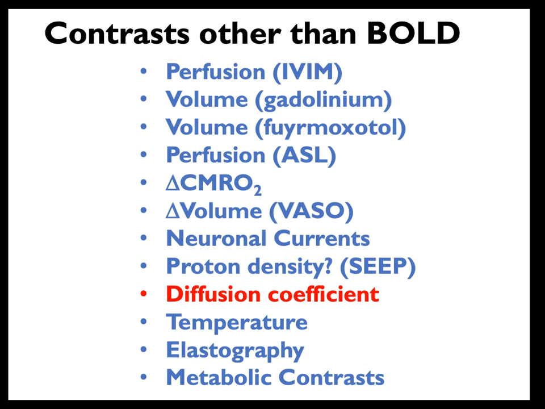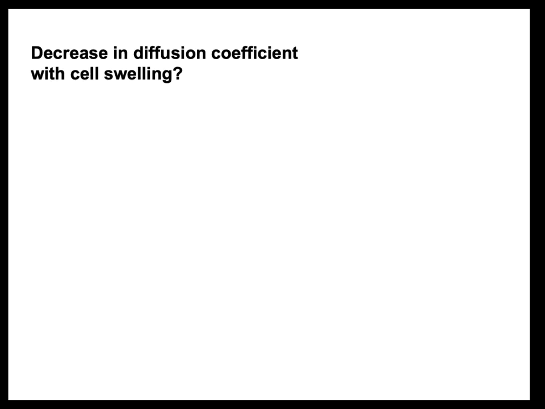And the thought is that with brain activation, cells potentially do swell, and it's pretty much known from the literature that intracellular diffusion coefficients are generally lower than extracellular. So if a cell swells, there's more intracellular fluid, and that generally has a lower diffusion coefficient. And so the diffusion coefficient would go down, the signal would go up. And this is what he found when he did this.